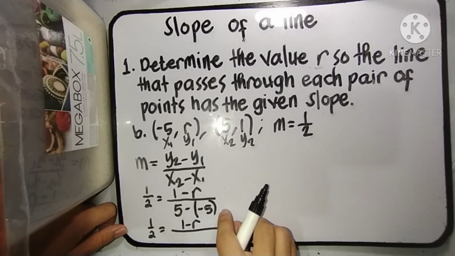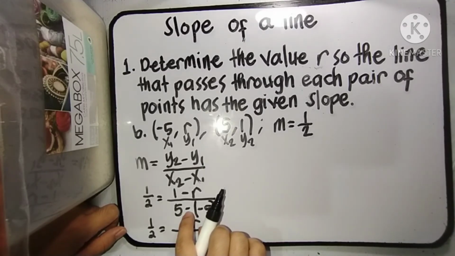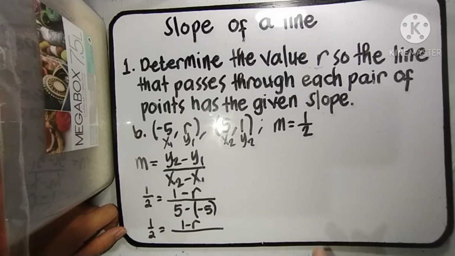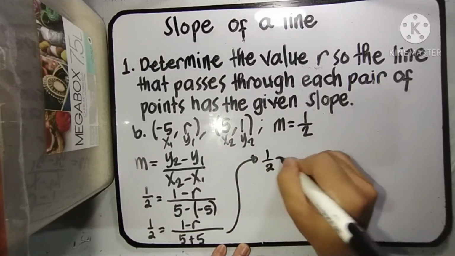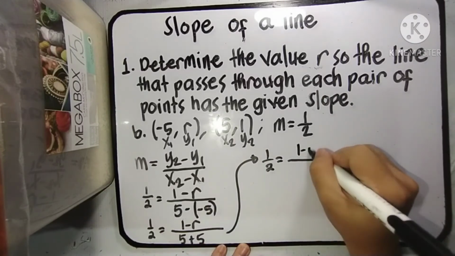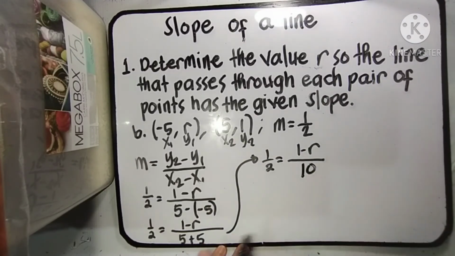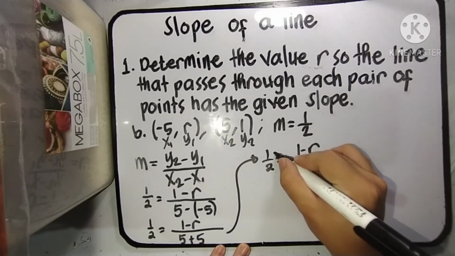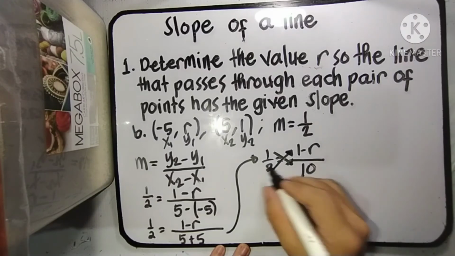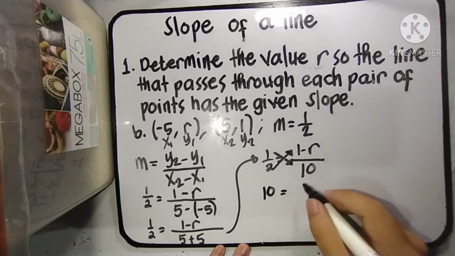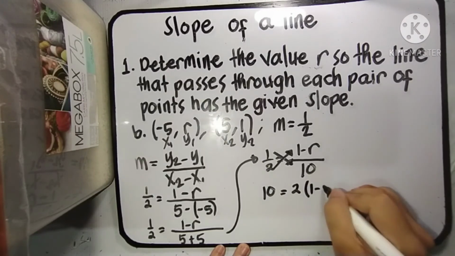Then, apply the distributive property. Distribute the negative sign to negative 5. Based on the rule of integers, negative times negative is positive. So, this is 5 plus 5. Then, simplify. So, we have 1/2 which is equal to 1 minus r over 10, because 5 plus 5 is 10. Then, apply cross multiplication: numerator to denominator, denominator to numerator. First we have 1 times 10, that is 10, which is equal to 2 times (1 minus r).